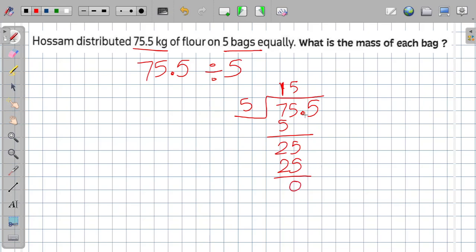Equals 0. Next, I have the decimal point. So I put the decimal point first, and I will get the next digit. So I have 5 divided by 5 equals what? Equals 1. So the result will be, or the remainder first will be 0, and the result will be 15.1. So I think the mass of each bag will be 15.1 kilogram. Okay.